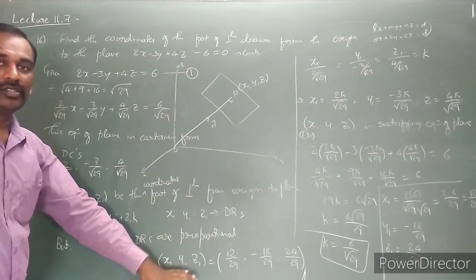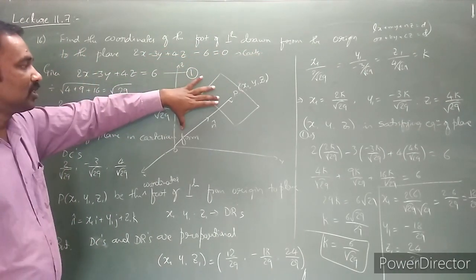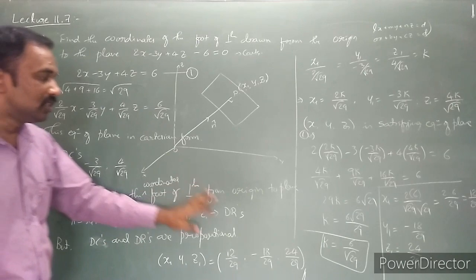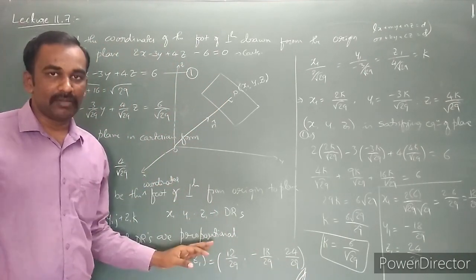So this is how we need to find it. The plane equation is given, and we need to find the coordinates of the point. This is the manner in which we have to solve the problem. Hence the solution. This is a very important type of question for 3 marks.